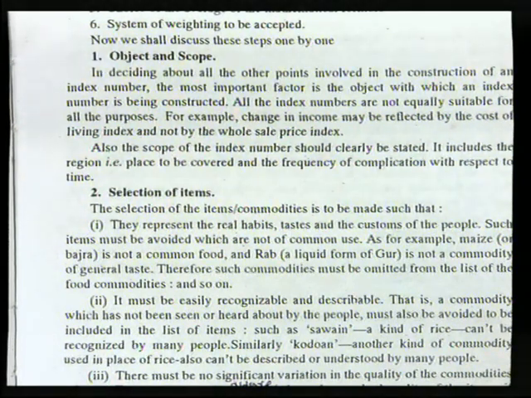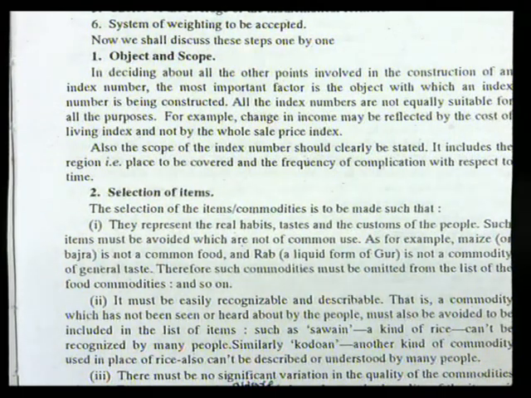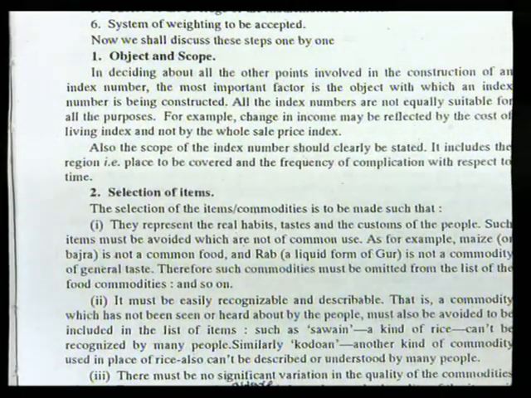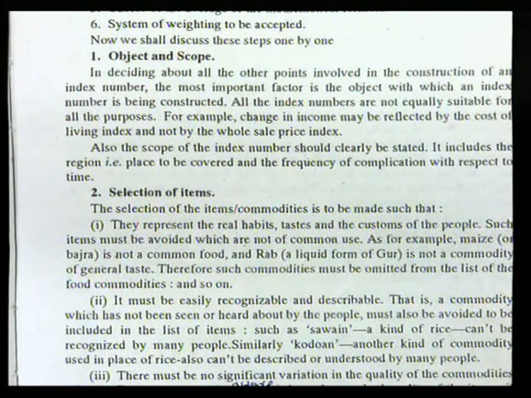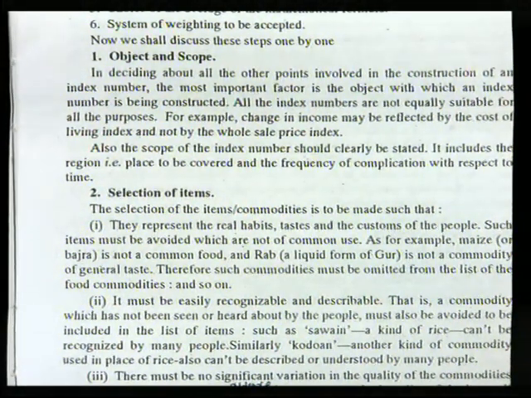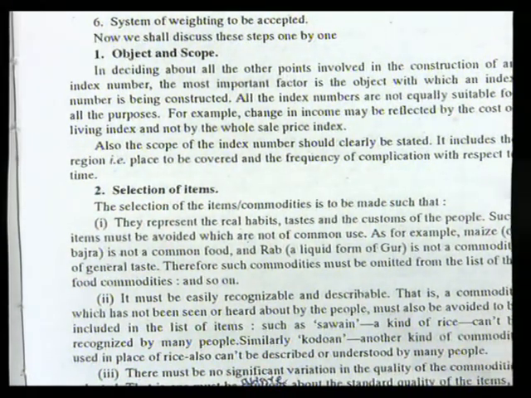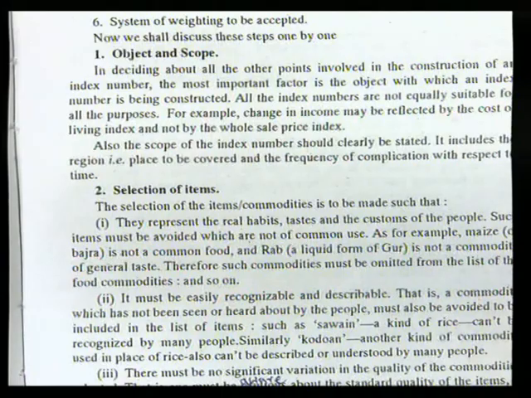Therefore, one quality already specified must be used uniformly for the construction of all the indices. So, number 3, the main steps in the construction of index numbers. Let us see about the choice of source for collecting price quotations.